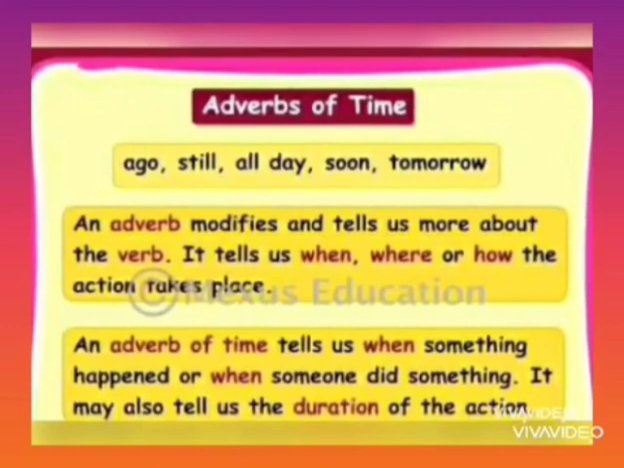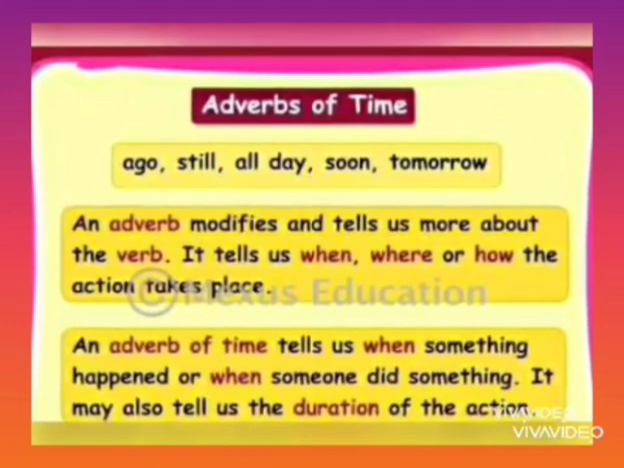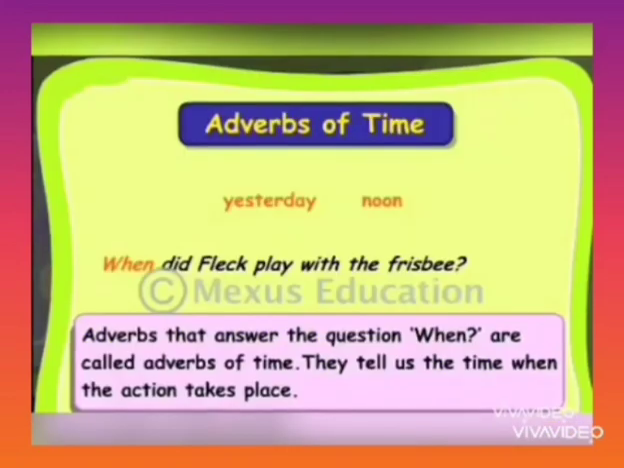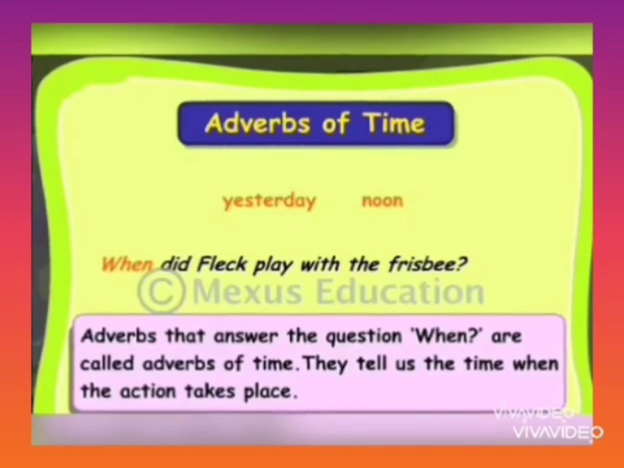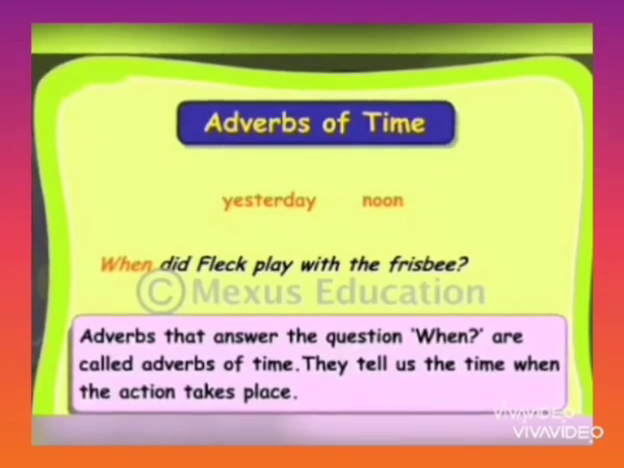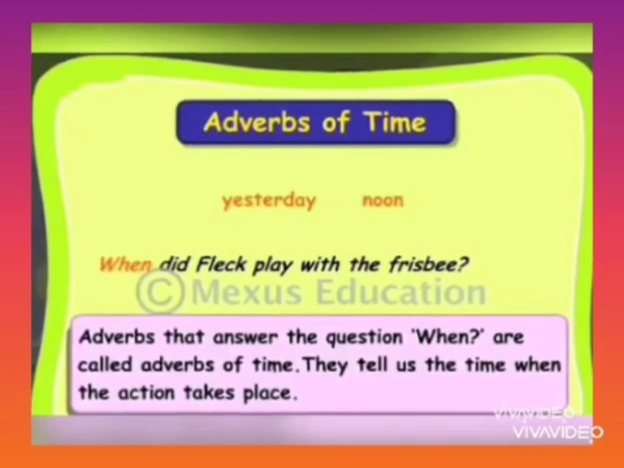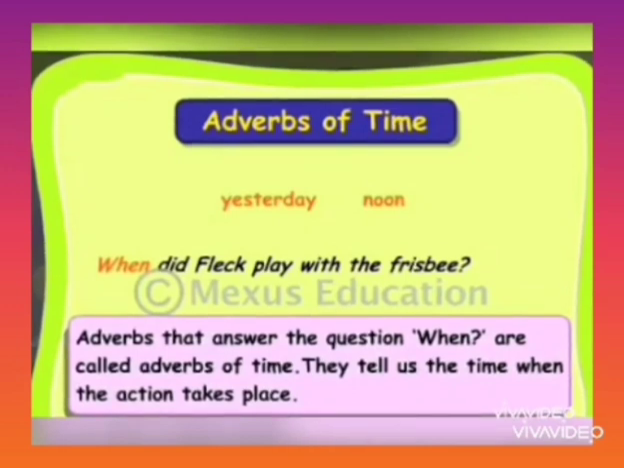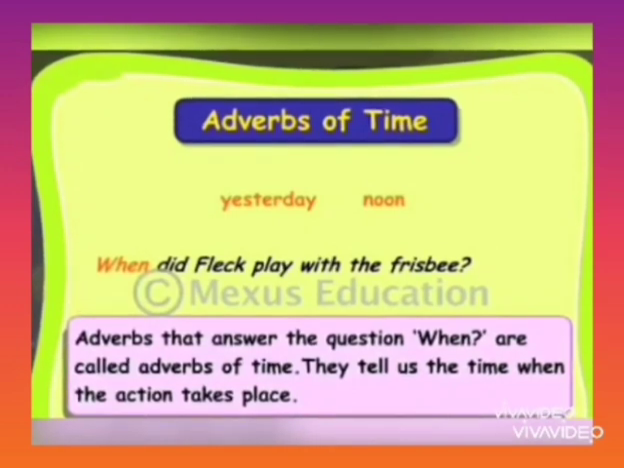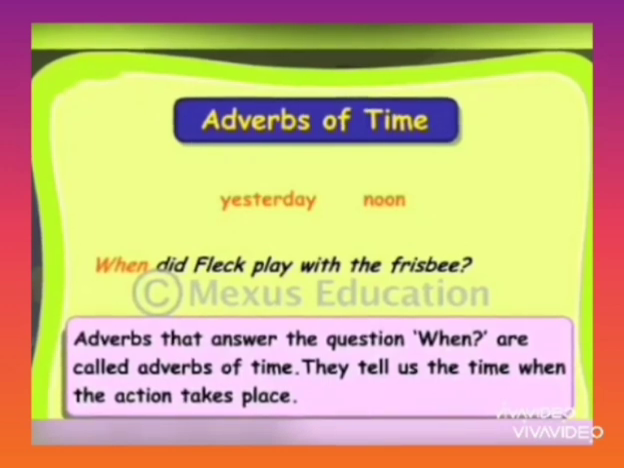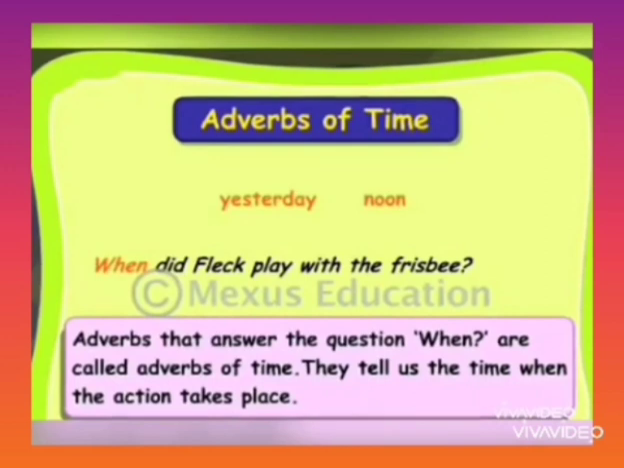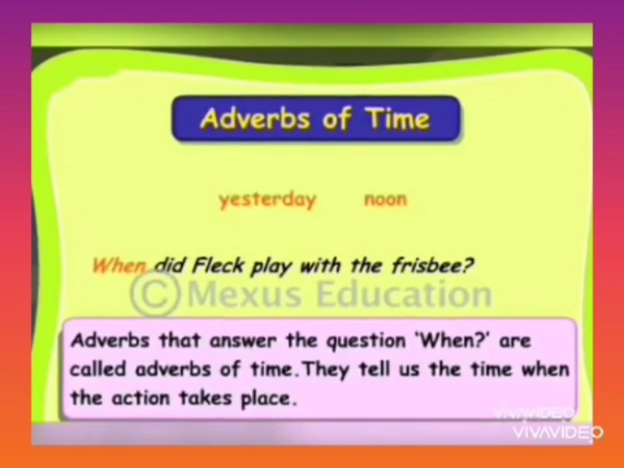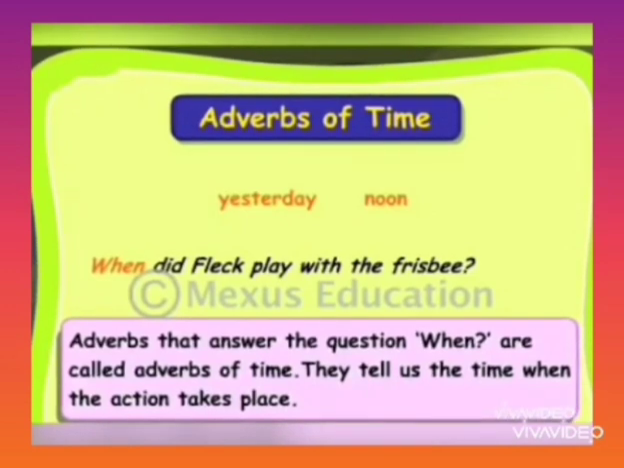So you may come to know that adverb of time generally answers the question started with when. When did Fleck play with the frisbee? Look at the sentence. This is an interrogative sentence, and it starts with when. So adverbs that answer the question when are called adverbs of time. They tell us the time. So when did Fleck play with the frisbee? Yesterday noon. The answer is yesterday noon, and that's why it falls into the category of adverbs of time.